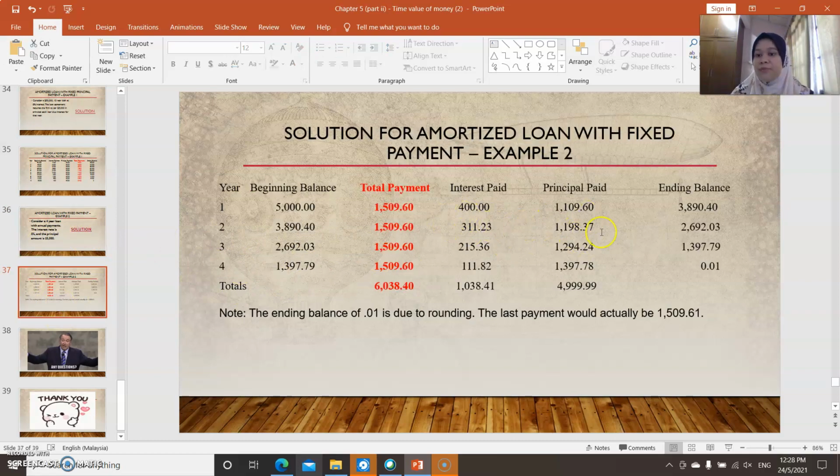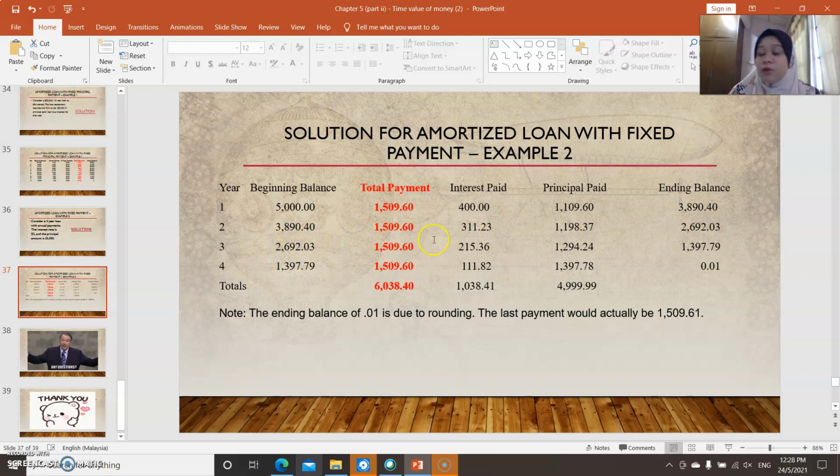So how are you going to get the principal paid here? Just take the total payment, because it is constant. The annual payment is 1509.60 minus the interest paid, you will get the principal paid, 1198.37. So how are you going to get the ending balance? The beginning balance here minus the principal paid, you will get the ending balance, 2692.03. You will bring 2692.03 as the beginning balance for the next year, the third year.